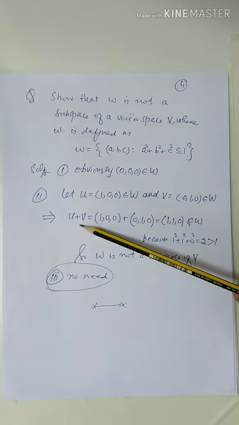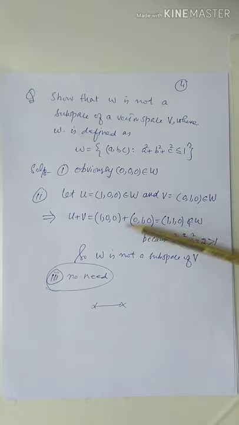Now, if I write U plus V, if I add these two vectors U and V, so 1 plus 0 will be 1, 0 plus 1 equal to 1, 0 plus 0 will be 0. Now this does not belong to W. Why does it not belong to W? Because this is A, this is B, this is C.